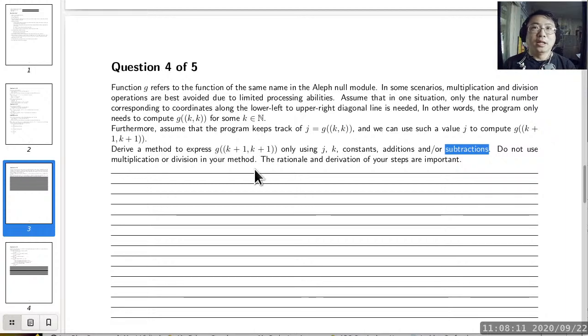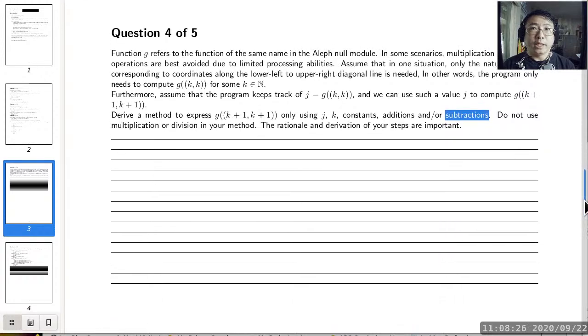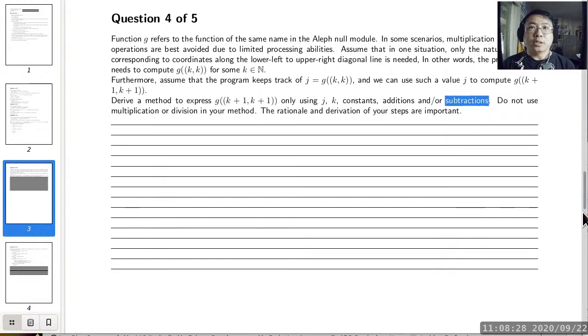Do not do that. The rationale and derivation of your steps are important. So I don't want people to just give me the final answer. I want people to show me how they get to the final answer. All right, so this is a much more open-ended kind of question compared to the first 3. So I just kind of want to briefly talk about how to approach a question.